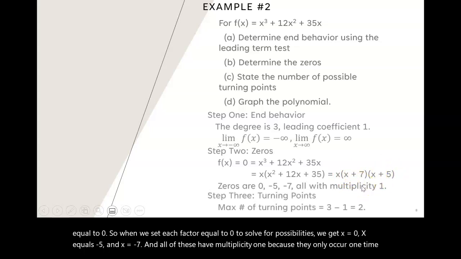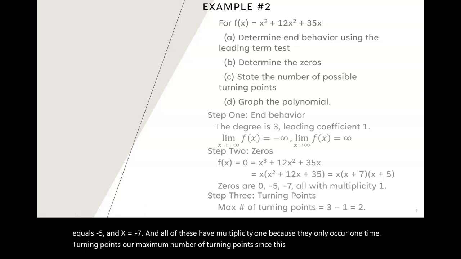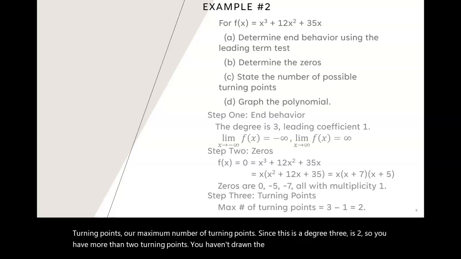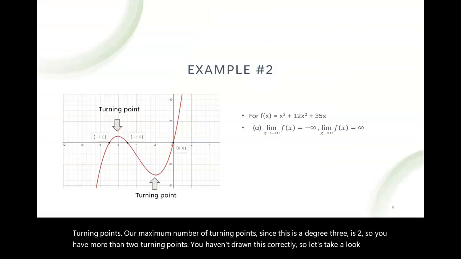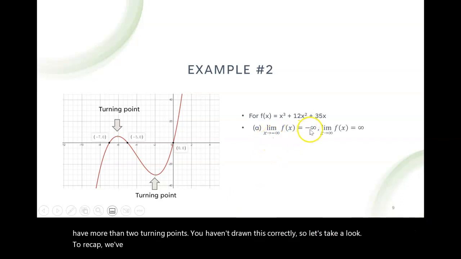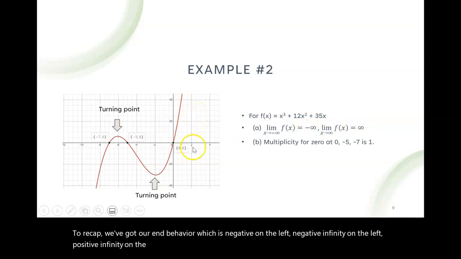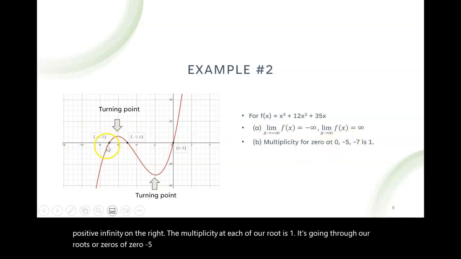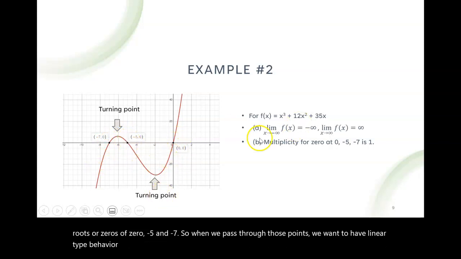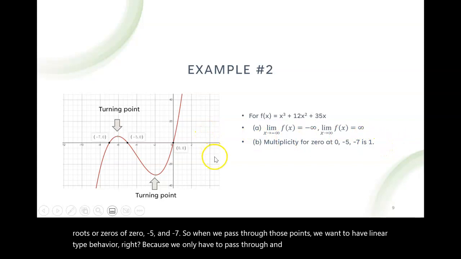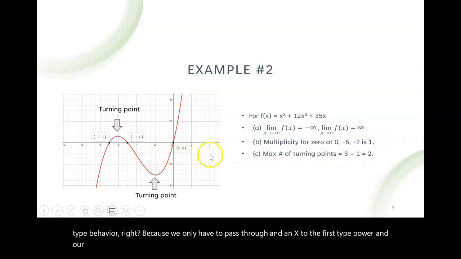Finally, turning points. Our maximum number of turning points, since this is a degree 3, is 2. So if you have more than 2 turning points, you haven't drawn this correctly. So let's take a look. Just to recap, we've got our end behavior, which is negative infinity on the left, positive infinity on the right. The multiplicity at each of our roots is 1. Our zeros are 0, negative 5, and negative 7. So when we pass through those points, we want to have linear type behavior, right? Because we only pass through in an x to the first power. And our maximum number of turning points is 2.